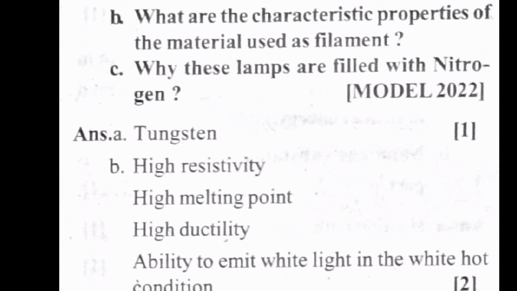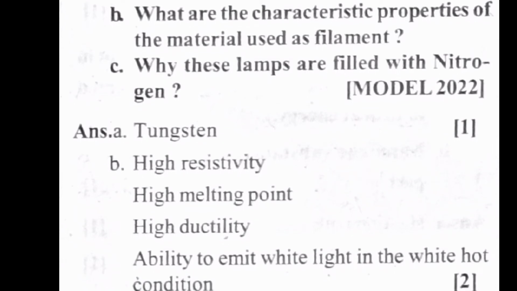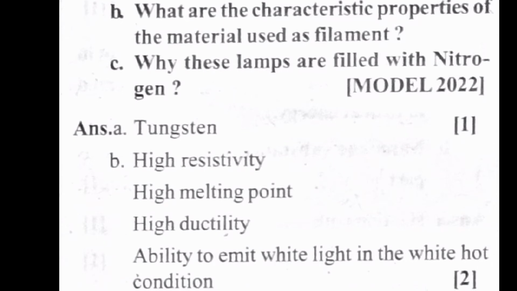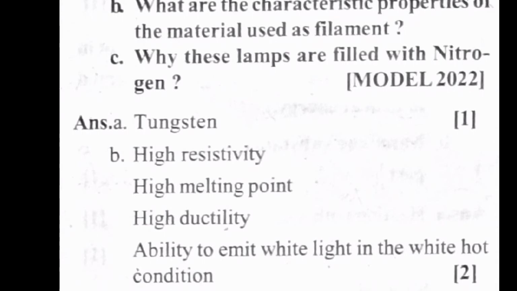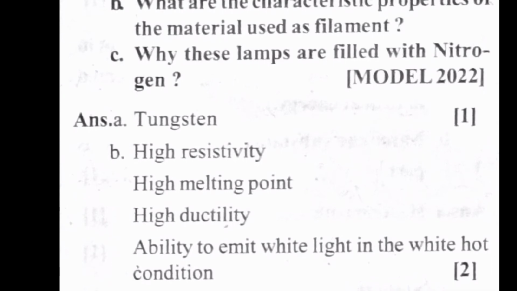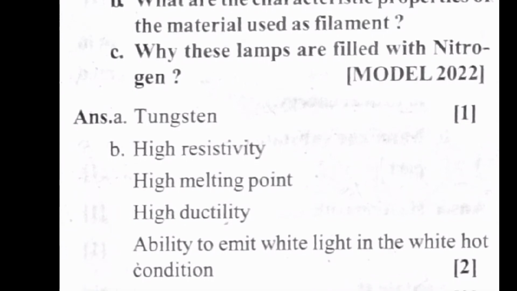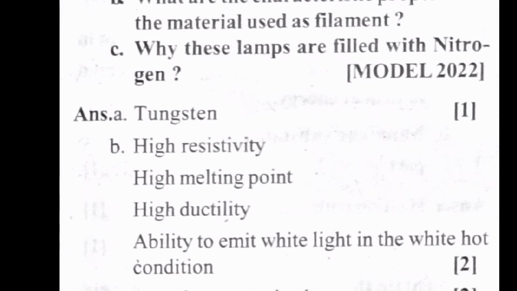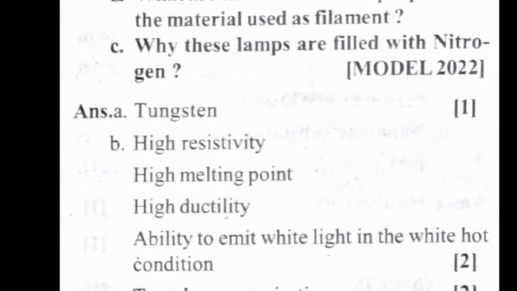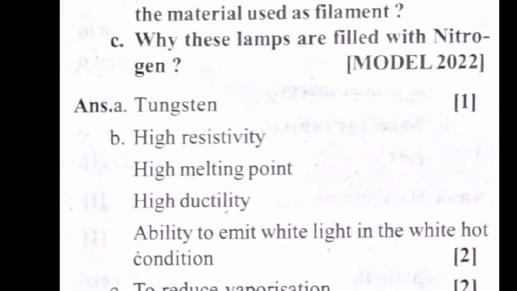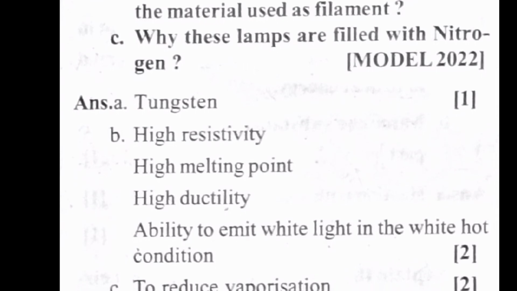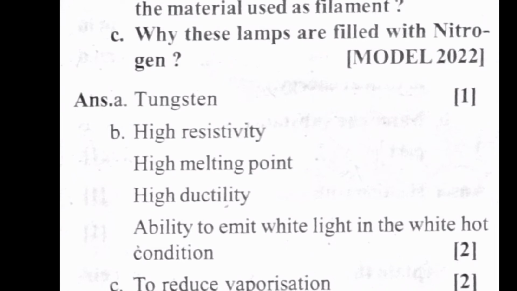The second question, what are the characteristic properties of the material used as filament? The properties of tungsten that we have studied, right? That is high resistivity, high melting point, high ductility. Also, it has the ability to emit white light in the white hot condition. So these are the characteristic properties of the material used as filament.